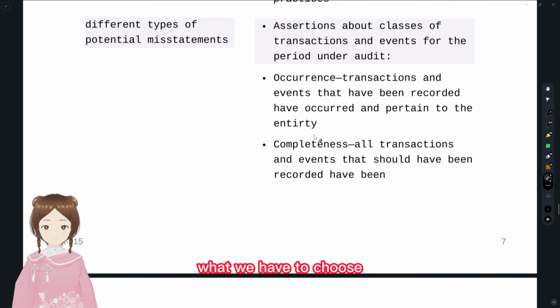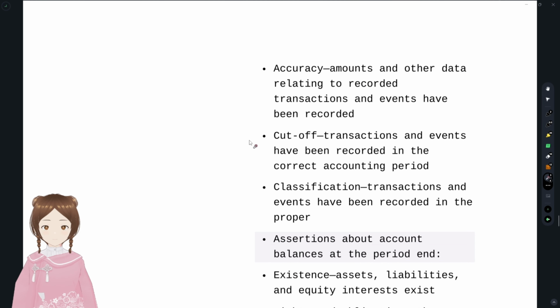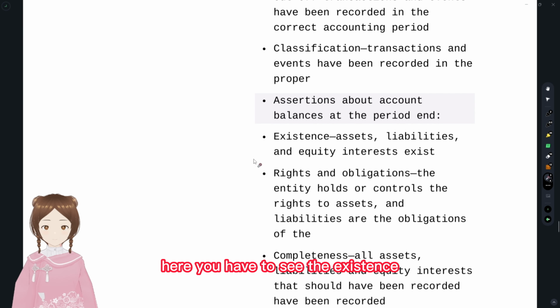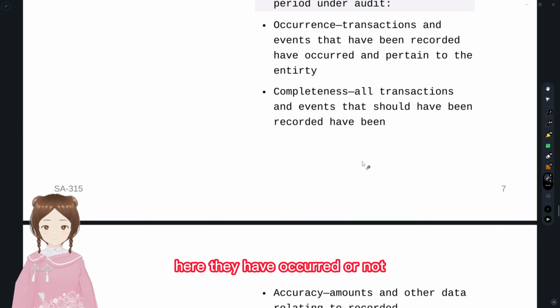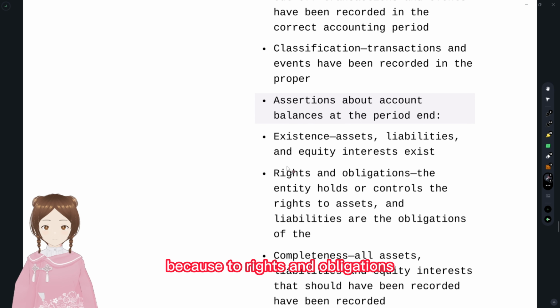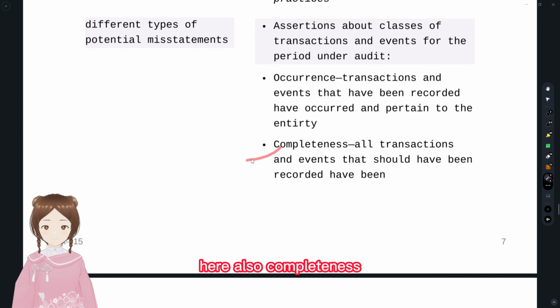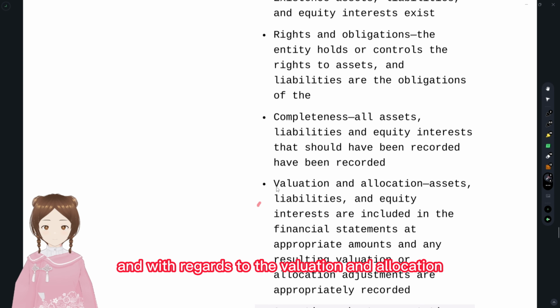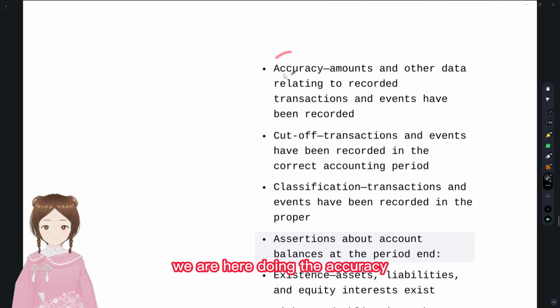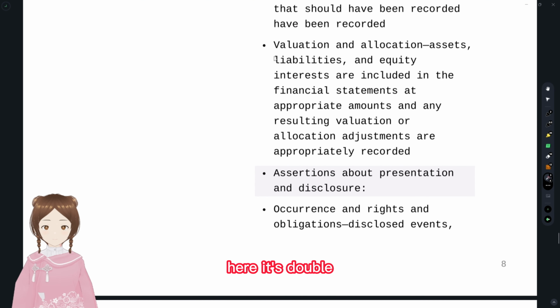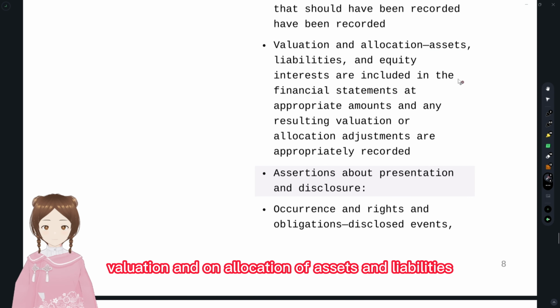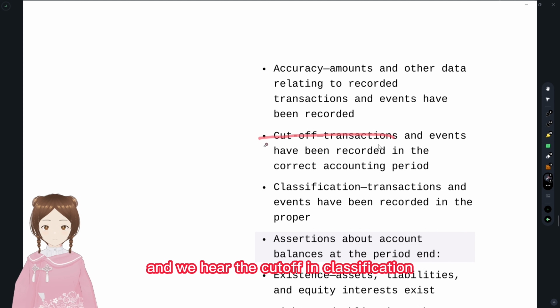With regards to P&L amounts, what we have to choose: occurrence of that event, completeness, accuracy, cutoff, and classification. Here we have to see the existence, whether they have occurred or not. With regards to rights and obligations and completeness, as there were assets and liabilities, rights and obligations obviously should follow on. Completeness, here also completeness. And with regards to valuation and allocation, here we are doing the accuracy, the amounts within the P&L account being accurate or not. Here there were valuation and allocation of assets and liabilities. And here the cutoff and classification.